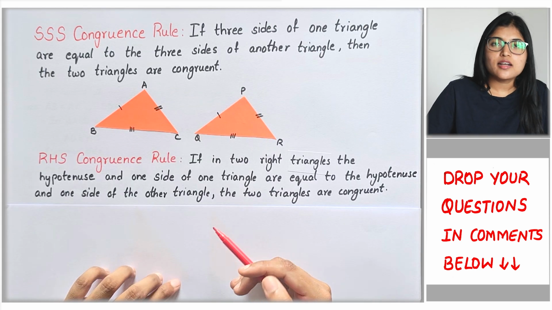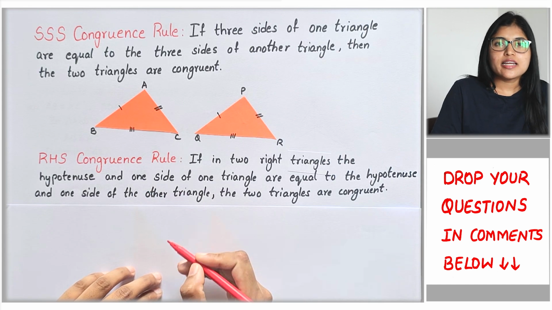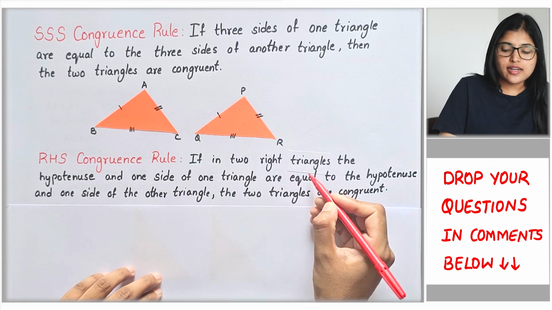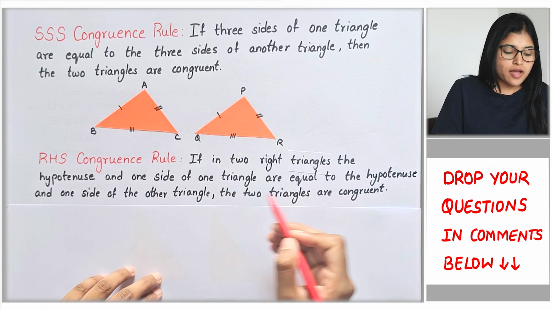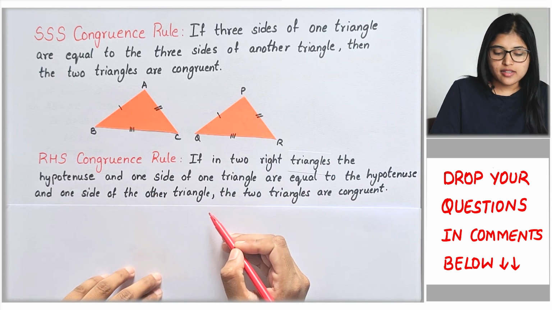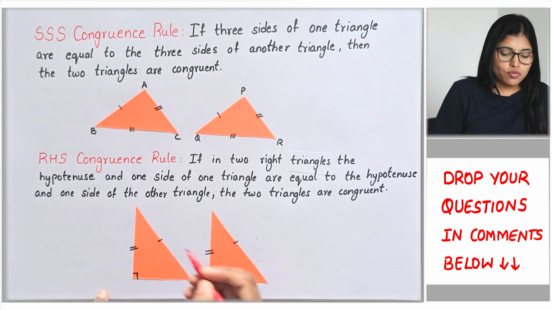The next criterion is the RHS congruence rule. This applies to right angle triangles. It is said that if in two right angle triangles, the hypotenuse and one side of one triangle are equal to the hypotenuse and one side of the other triangle, the two triangles are congruent. That can be represented in a picture over here.